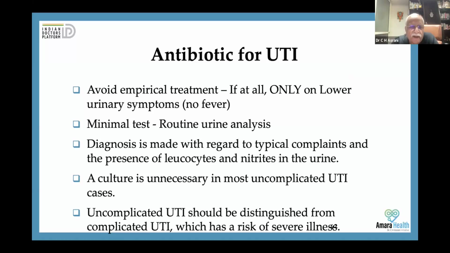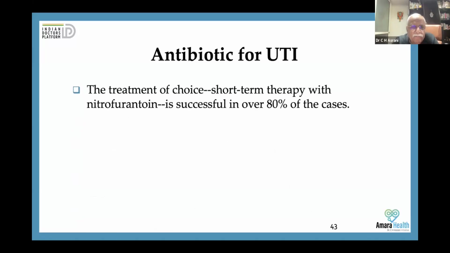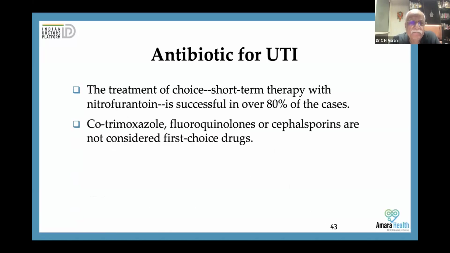Should be distinguished from complicated UTI, which has a risk of severe illness. So, a patient who has symptoms, no fever, but is a diabetic, could be a complicated UTI. The treatment of choice, short-term therapy with nitrofurantoin, is successful in almost 80% of patients. This is one antibiotic which in almost 95% plus of culture reports is shown as sensitive. Cotrimoxazole, fluoroquinolone, or cephalosporins are not considered first choice drugs.